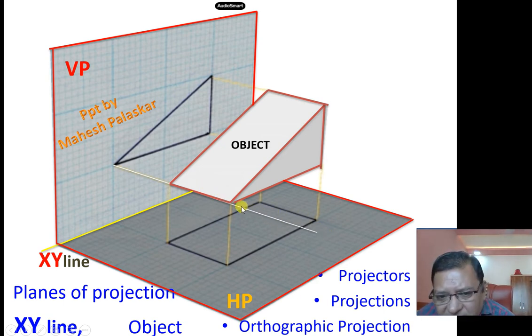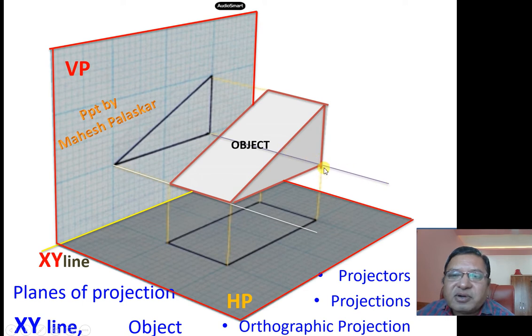Now this projector is passing through this point, through this edge, and it meets the vertical plane at this point. So this point is important, right? Likewise, you can have several projectors, several lines of vision, or rays of light, which will pass along the border of the object, and they will meet the vertical plane. But let us take the important projectors. So one more important projector we have, it is passing here like this. From this point it is passing, and it meets the vertical plane here.